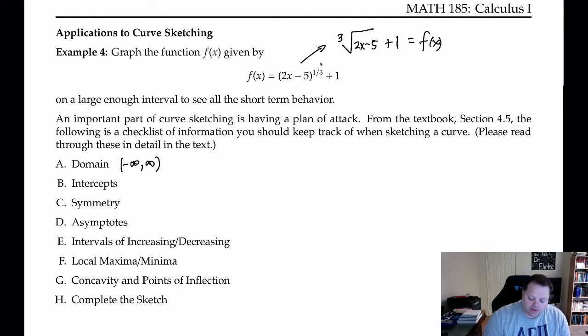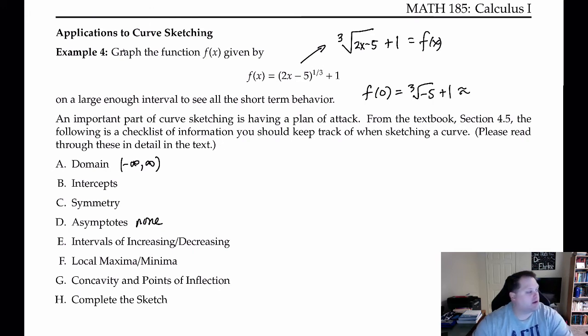There are no asymptotes. My intercepts, so my intercepts are my x-intercept and my y-intercept. So let's start with the y-intercept. It's usually the easier one to find. So when x is 0, I get the cube root of -5 plus 1. So let me calculate that off to the side real quick here. So that's -0.71 approximately. So there's my y-intercept.